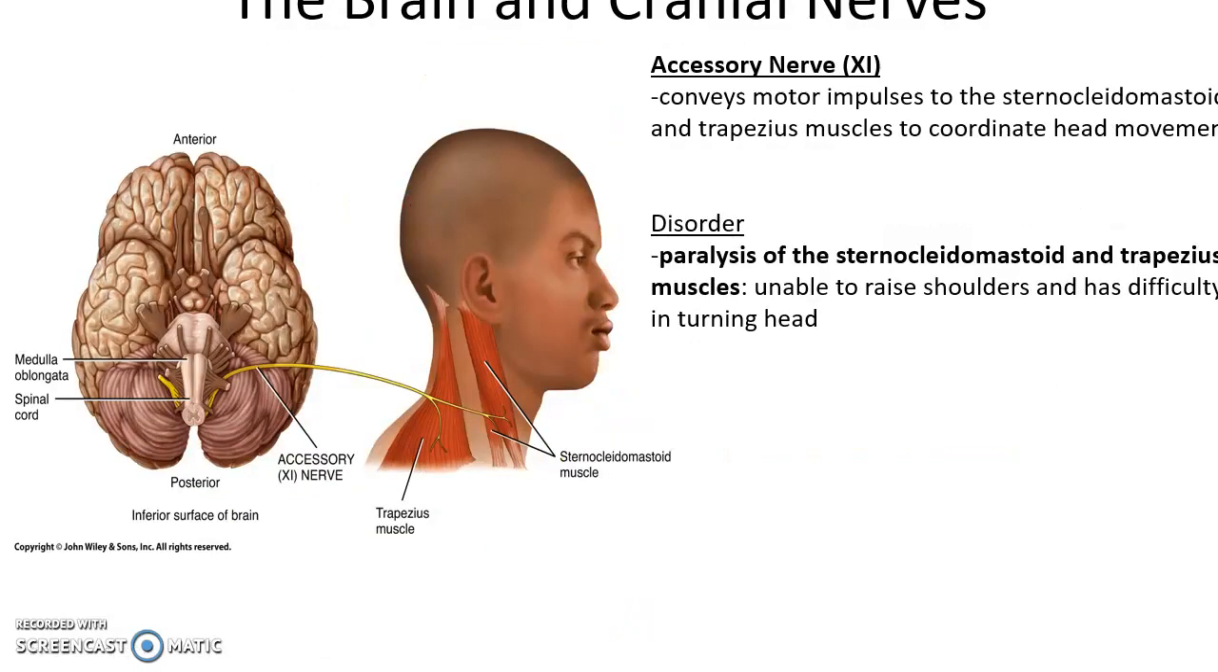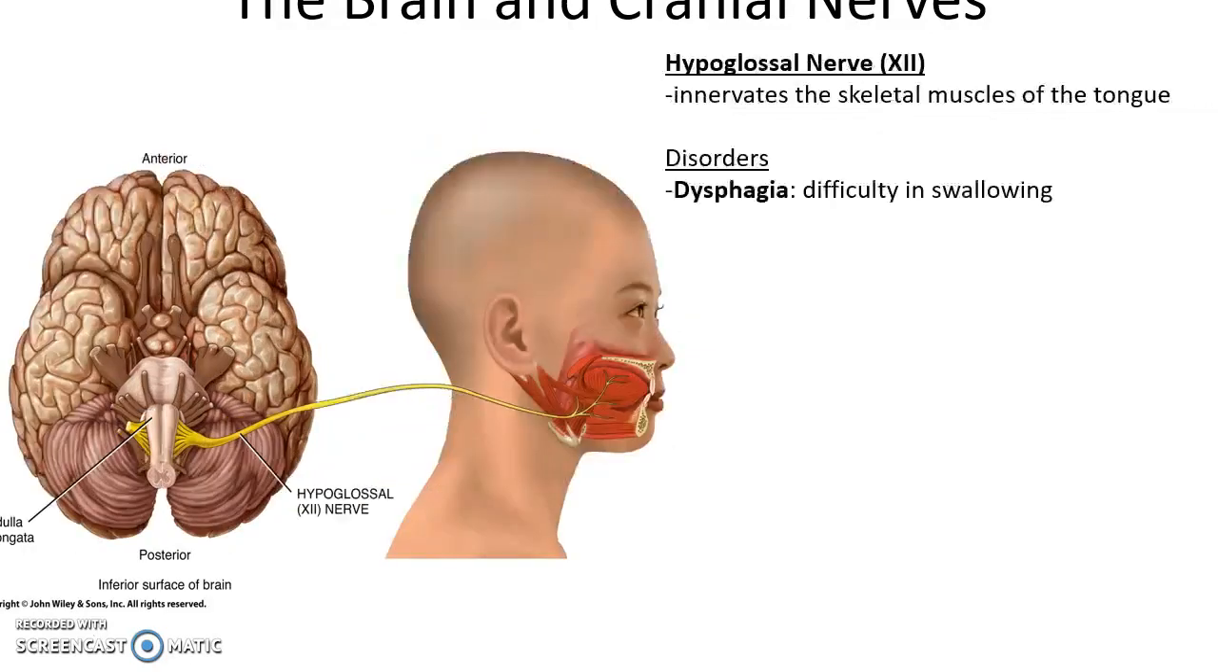Then we have the accessory nerve, cranial nerve 11. It controls the sternocleidomastoid muscles and the trapezius muscles that allow us to move our head and shoulders. Damage to this nerve can lead to paralysis of the sternocleidomastoid or trapezius muscles, making it difficult to raise the shoulders or turn the head.